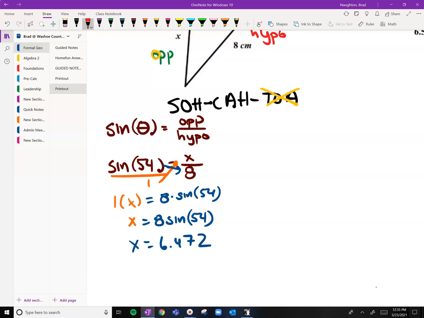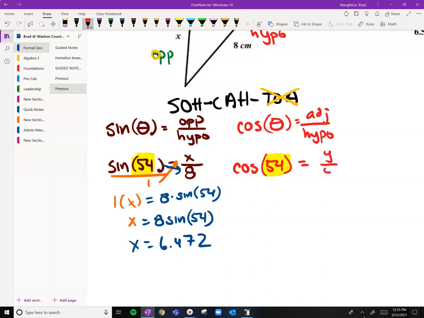Cool? Now we'll go ahead and use our cosine. So cosine of our same theta is going to be adjacent over hypo. So the cosine of 54. Yes, your theta should always match. We're using the same angle, okay? Is going to be equal to y over 8.